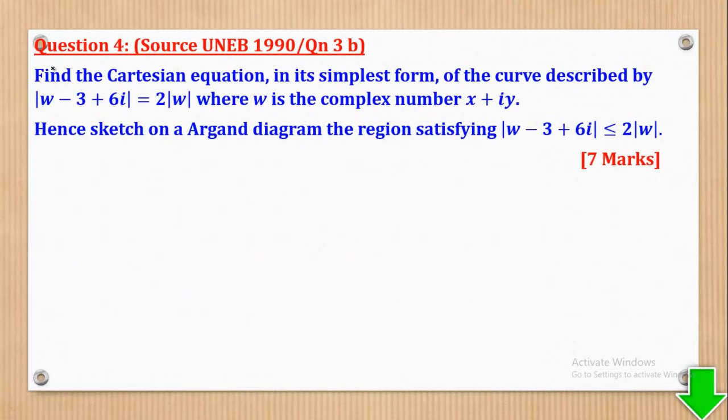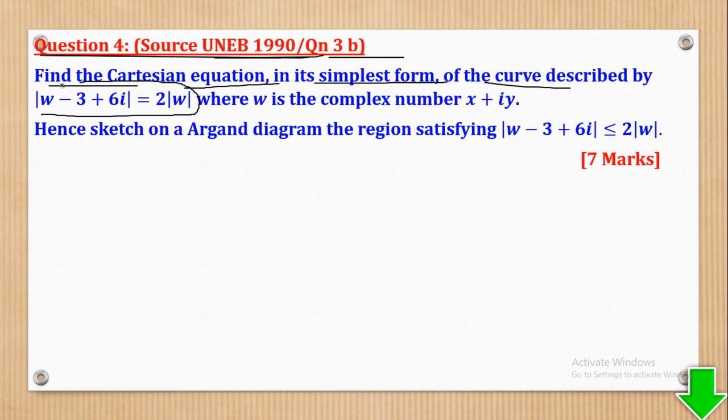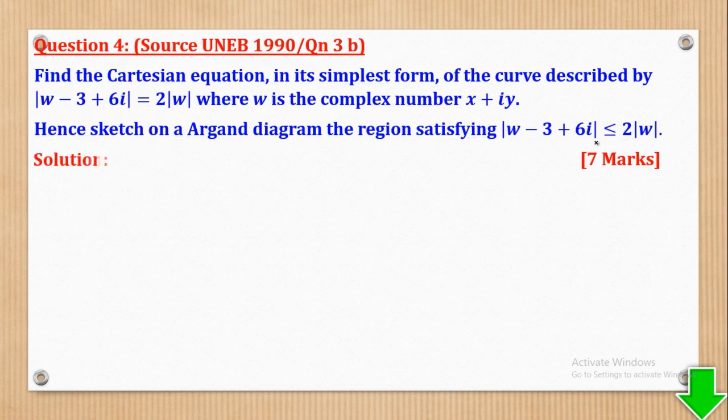So now we shall go to question 4, which came from UNEB 1990, paper 1, question 3b, and says, find the Cartesian equation in its simplest form of the curve described by this condition. So this is the conditional modulus, where w is the complex number x plus iy, and then sketch on the Argand diagram the region satisfying this inequality. So let w be that. Anyway, here it was already given, but still, even if you write it, it doesn't change anything.